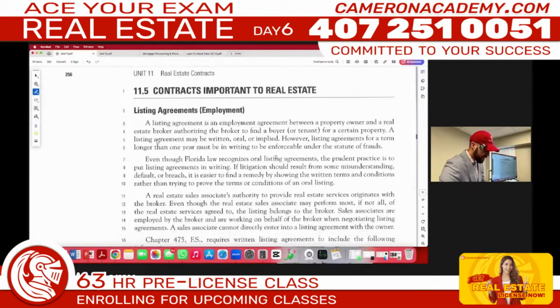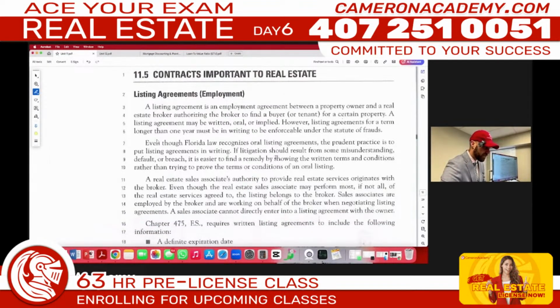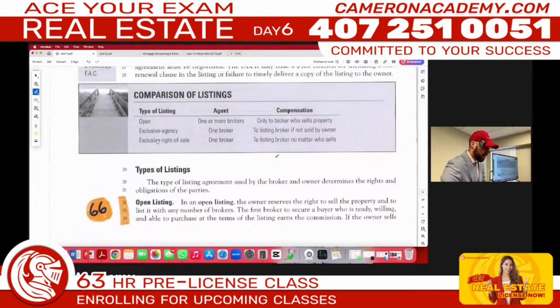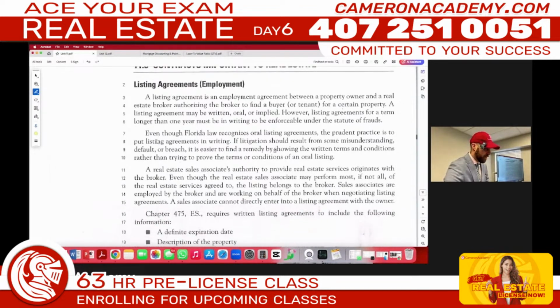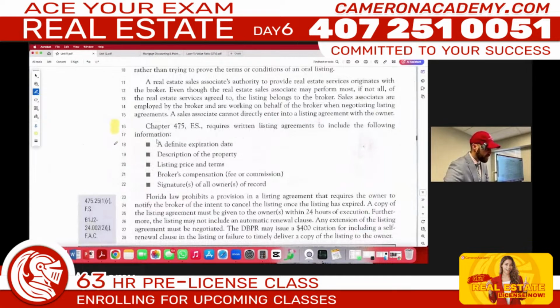Go to page 256. Contracts important to real estate. Let's go through each one of these. The first thing we see is a listing contract. You see it? We know what this is. It's an employment contract with a seller to list their property, put it on the market, look for prospective buyers. What do you need to know? Highlight these bullet points.